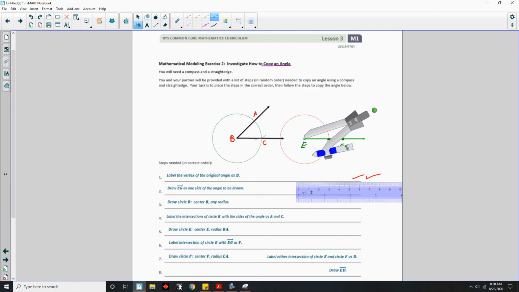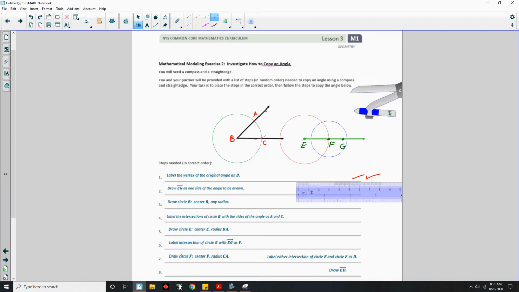And then I'm going to move this over to F and have my center F. And I'm going to draw a circle, centered F, radius CA. There's my circle with the radius of CA. Label either intersection of circle E and circle F as D. So here's circle E red, circle F blue. I can label either one of these two intersections, it doesn't matter.